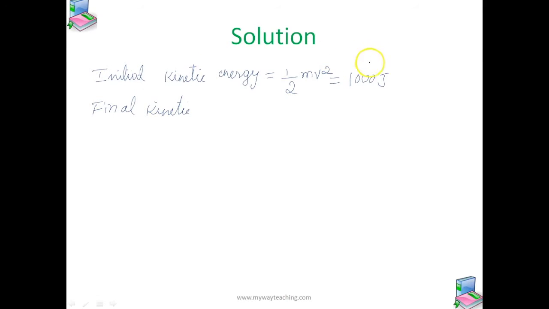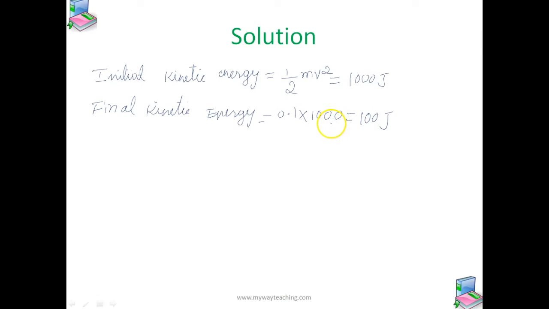So here, how did we get this 1000 joules? Here they have given the mass, that is 50 grams, and the speed is 200 meters per second. So using those two we'll get the initial kinetic energy. And the final kinetic energy is 10% of the initial kinetic energy. Isn't it? So that is given by 0.1 times the initial kinetic energy, that is 100 joules.